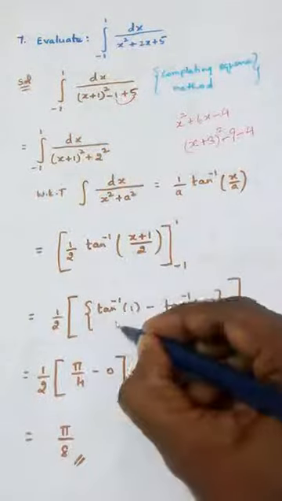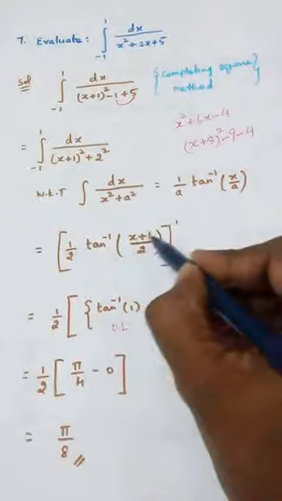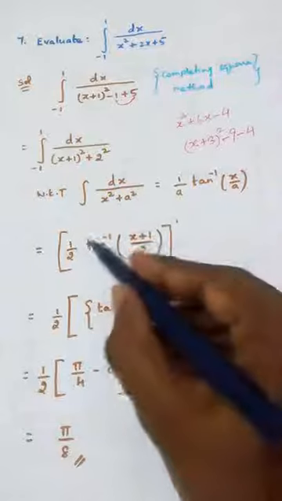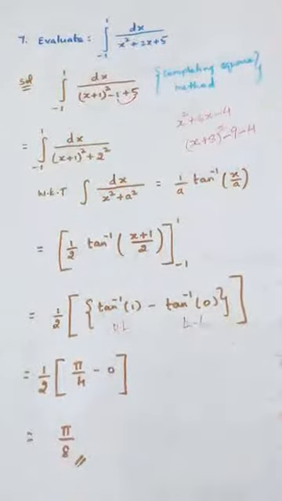Minus, substitute minus 1. Minus 1 plus 1 is 0. So 0 by 2 is 0. Tan inverse of 0. This is called the lower limit. Upper limit minus lower limit.